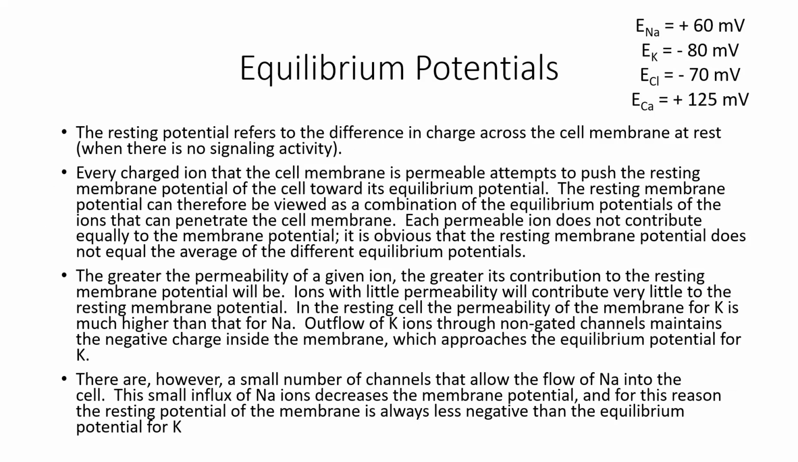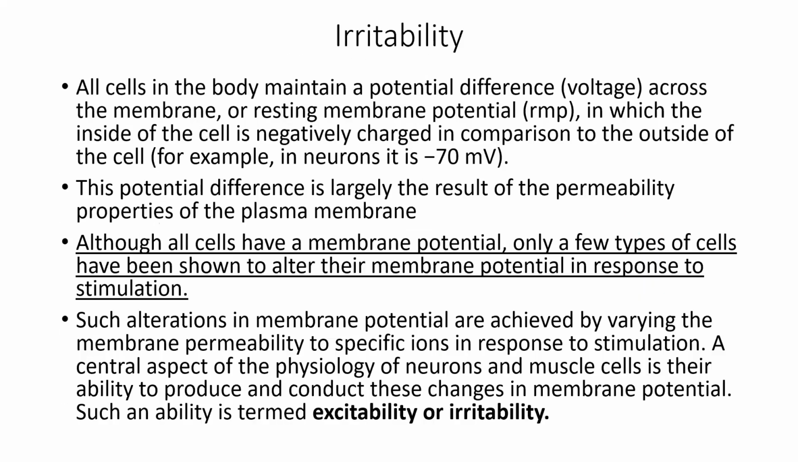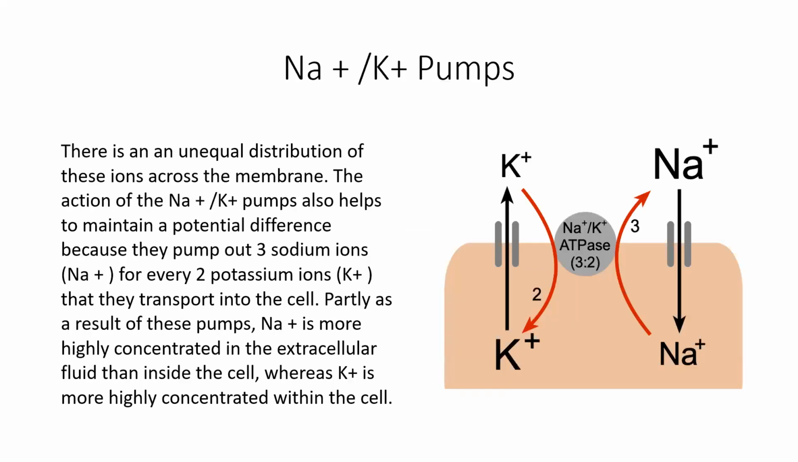So now, if we change the permeability of the membrane, if we switch the highest permeability of the membrane to another ion, for example to sodium, and if we open a lot of sodium channels in the membrane, what's going to happen? Sodium will start moving into the cell according to the gradient. Why? Because sodium is much more concentrated outside the cell than inside the cell.